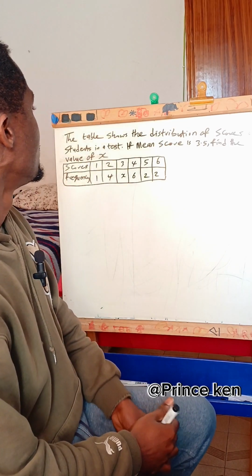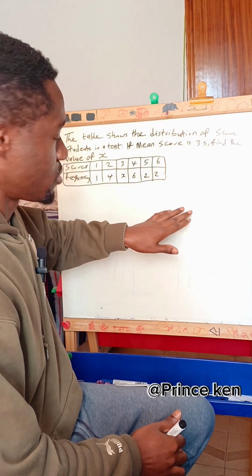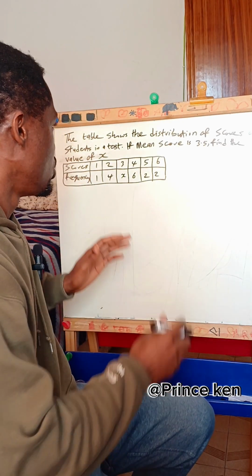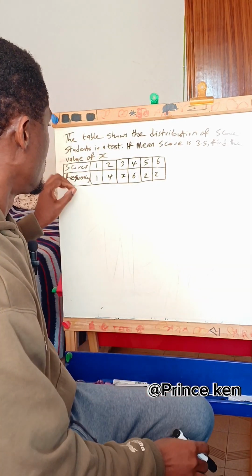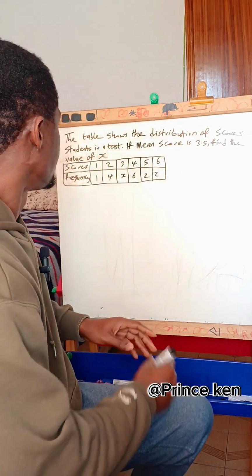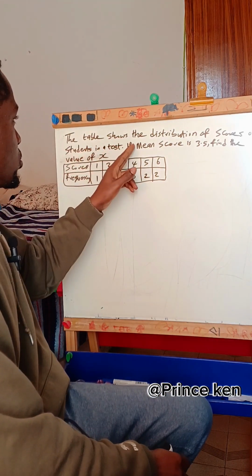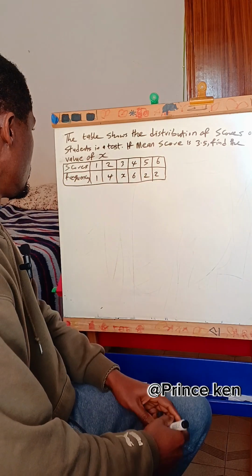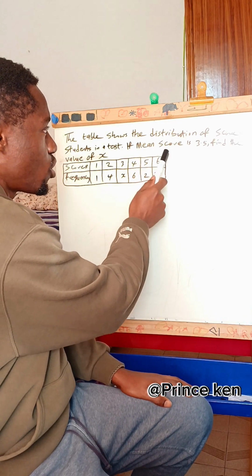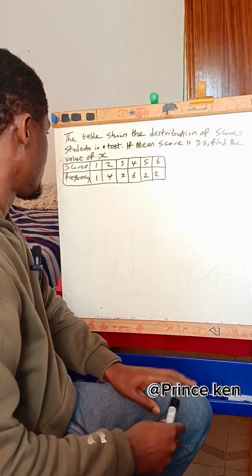Now, this question always comes out in so many exams. This question is a very important question. So I'm here to teach you how to solve this mathematics so easily. Now, the question says the table shows the distribution of scores of students in a test. If mean score is 3.5, find the value of x.